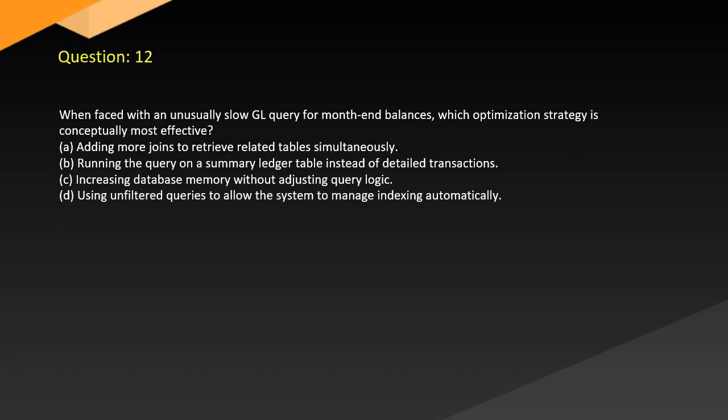Question 12. When faced with an unusually slow GL query for month-end balances, which optimization strategy is conceptually most effective? A. Adding more joins to retrieve related tables simultaneously. B. Running the query on a summary ledger table instead of detailed transactions. C. Increasing database memory without adjusting query logic. D. Using unfiltered queries to allow the system to manage indexing automatically.